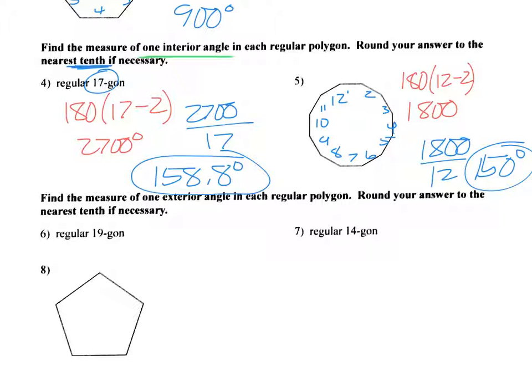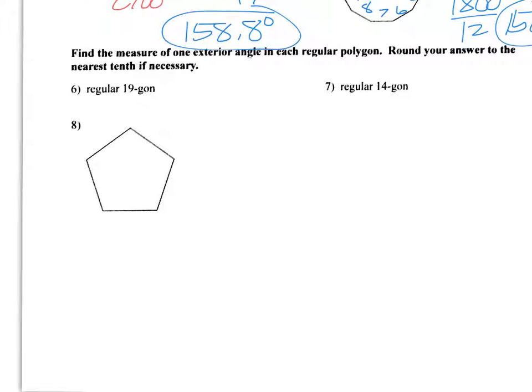Alright, the last one. It says find the measure of one exterior angle. Let's first identify what an exterior angle is. An exterior angle is when you take a side and extend it, the angle you get on the outside. That would be an exterior angle. This would be an interior angle. We've just been doing the interior angles. Now we're going to do exterior.